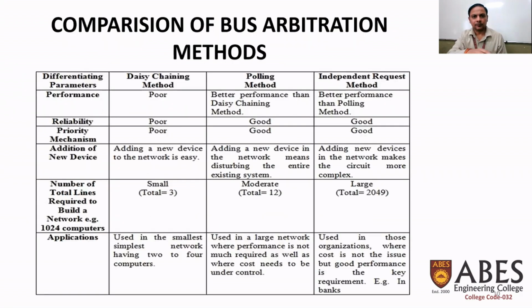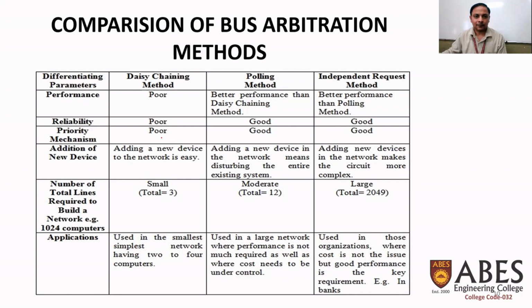Next is the basic comparison of each and every method. There are some parameters, and on the basis of these parameters, we compare the bus arbitration. First of all is the performance. Daisy chaining is a little poor performance-wise. The reason behind this poor performance is the reliability issue. But in case of polling, the performance is better than daisy chaining. In case of independent, it will be better than polling. If we talk about reliability, daisy chaining is the worst one. Then polling is better than daisy chaining, and independent is also good in case of reliability.